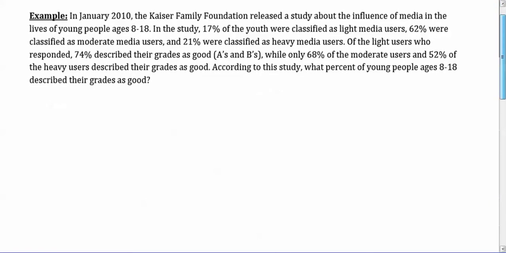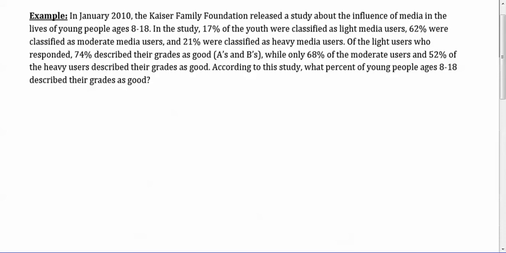So in January 2010, the Kaiser Family Foundation released a study about the influence of media in the lives of young people. In the study, 17% of the youth were classified as light media users, 62% were classified as moderate media users, and 21% were classified as heavy media users.